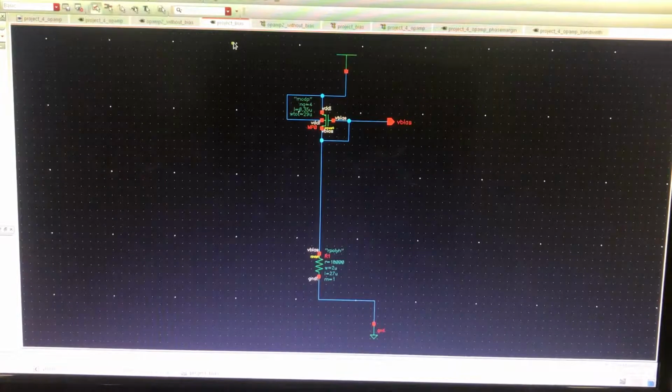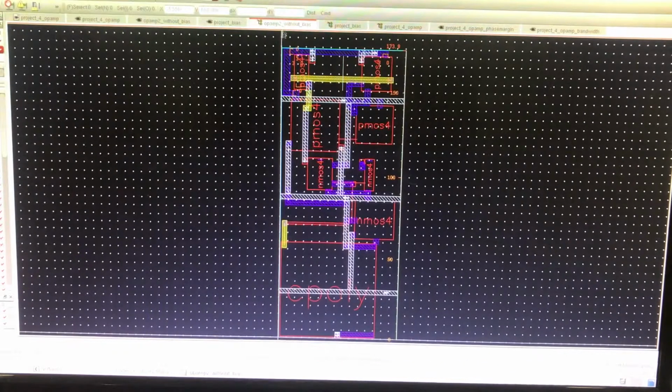Here you see the separate bias circuit. It consists of a PMOS transistor and a resistor, and it also has a bias output. And here I have designed the layout of a single op-amp chip. It consists of all the components you have seen in the schematic for an individual op-amp.